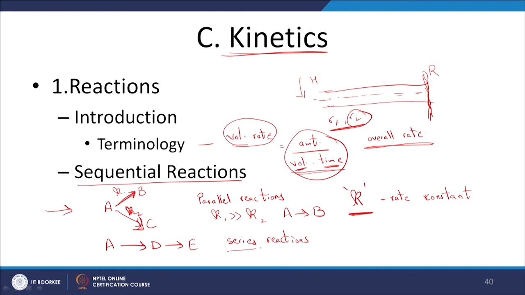And then the next aspect is going to be the series reactions, when A goes to D goes to E. In this case, what am I concerned with? For example, think of this as going from, let's say, Roorkee to Delhi. Assuming this is a hypothetical case in India, free of traffic, with nice highways, what do I need to look at though?